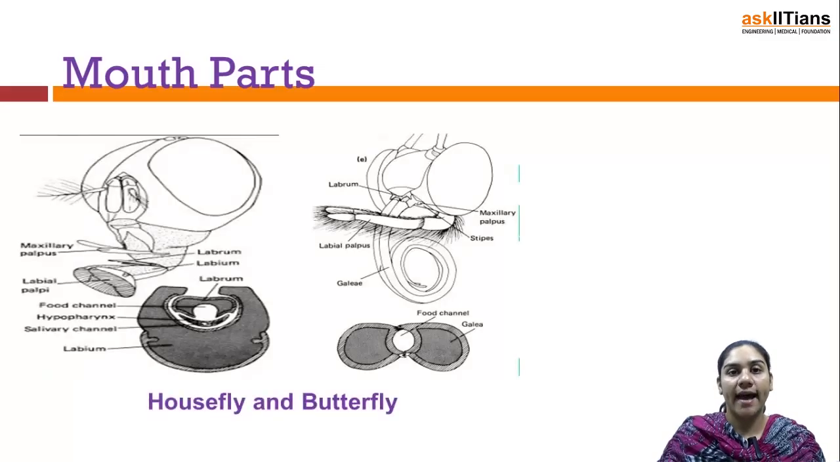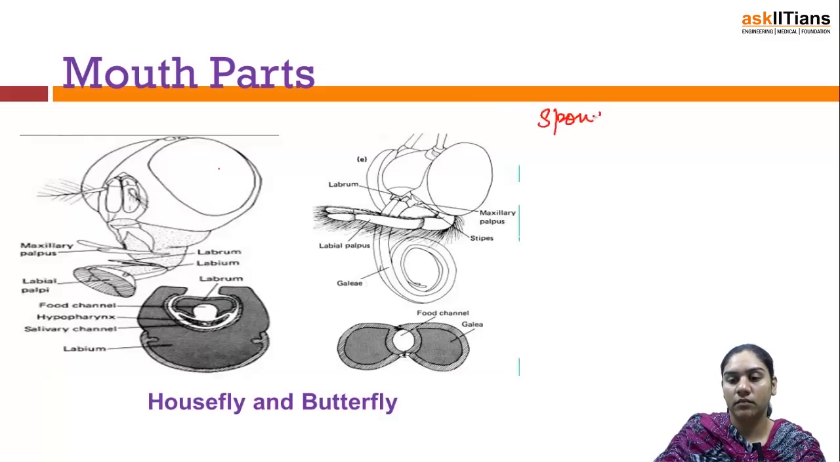The next mouth parts are those of the housefly and the butterfly. The housefly has a sponging type of mouth part, and in the sponging type, the main mouth part is the labellum. The sponging type of mouth part that is found in the housefly is the labellum.